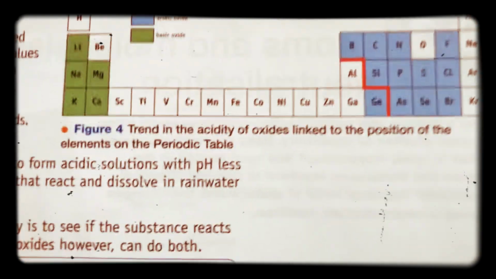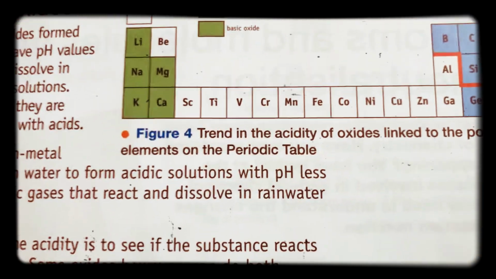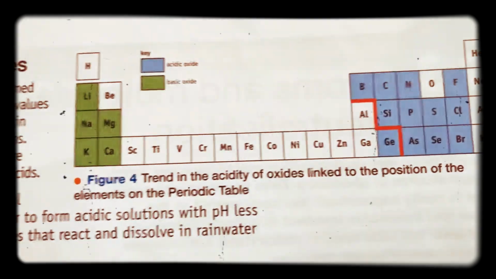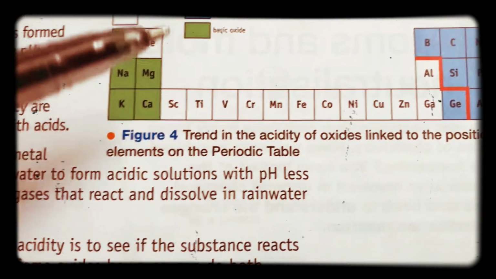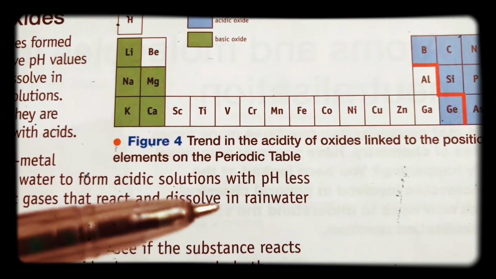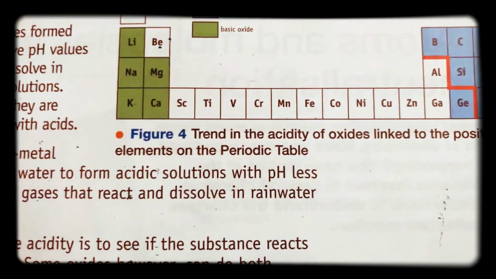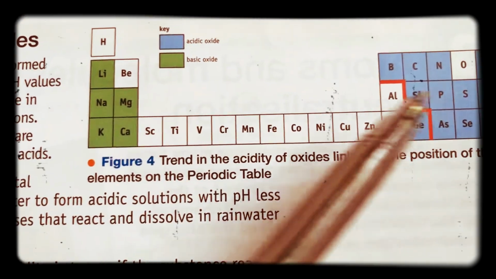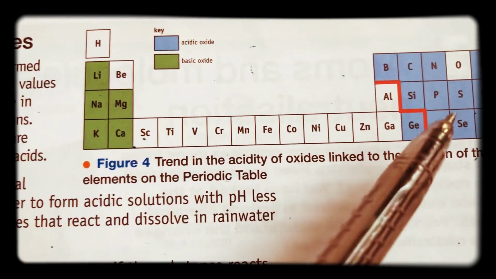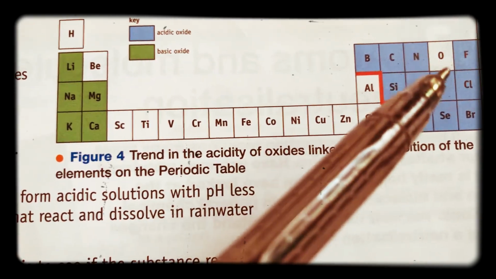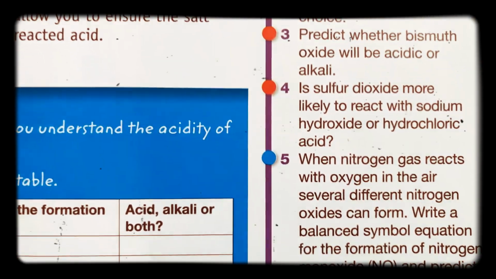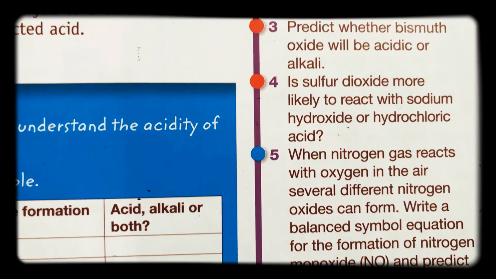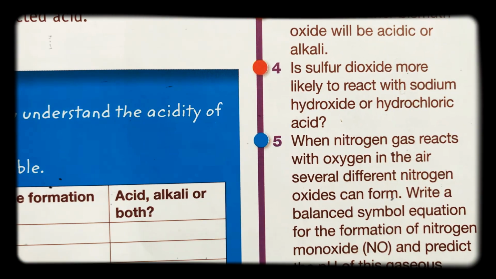Pause the video. Okay, so what you would have to do is find out where bismuth is in the periodic table. If bismuth is on this side of the periodic table, on the left-hand side, then it would be an alkali. If bismuth oxide was on the right-hand side of the periodic table, it would be an acidic oxide. Number 4, is sulfur dioxide more likely to react with sodium hydroxide or hydrochloric acid?